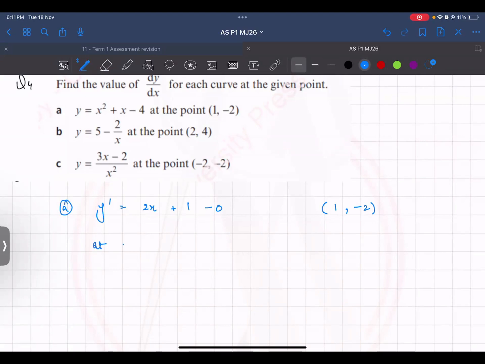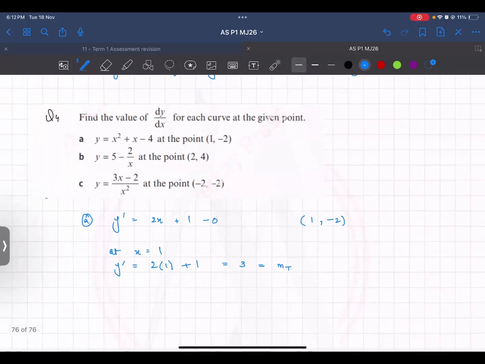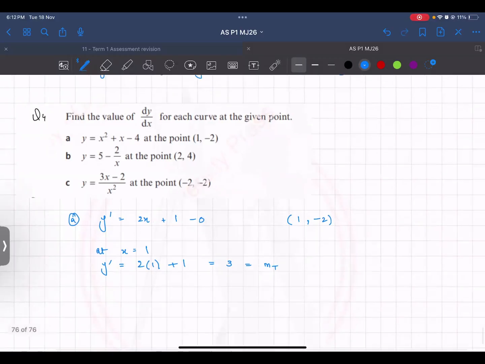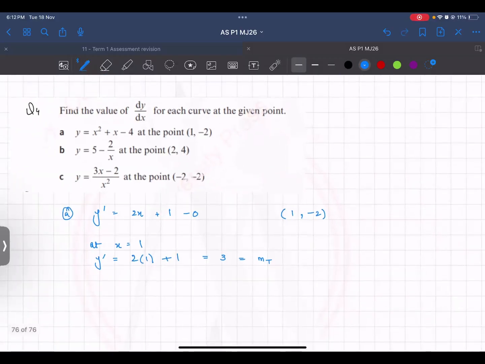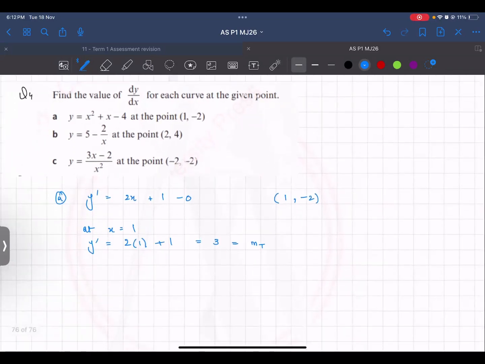So at x equals 1, the y dash value will be 2 times 1 minus 1 plus 1, which will become 3. So this is actually the gradient of the tangent at that point. You find the dy by dx just like the usual way, and then you substitute the value of x, the value of the coordinate that they have given. And this is your dy by dx, the gradient of the curve at that point.